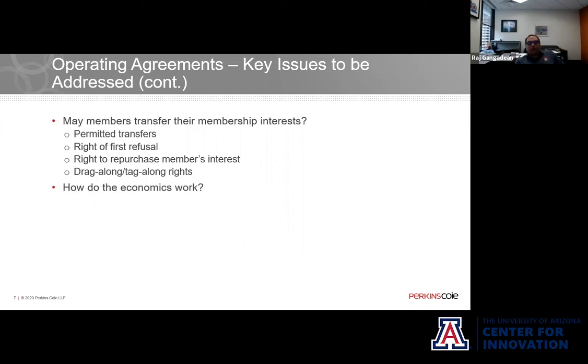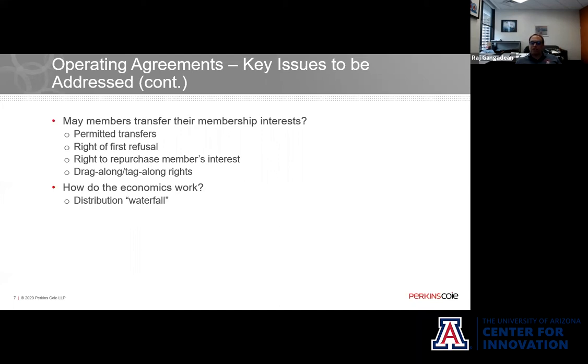Another thing the operating agreement will address is how the economics work. For example, we talk about what's called a distribution waterfall. Now, in most cases, when there's money to be paid out, either from operations or as a result of a sale, the money just gets paid out pro rata to the members.